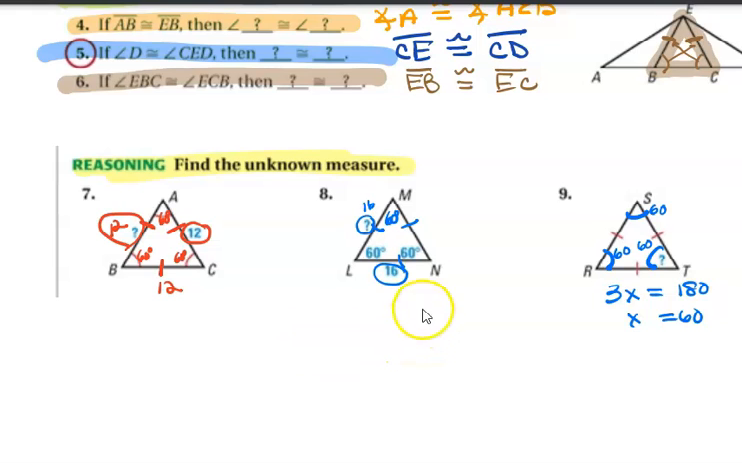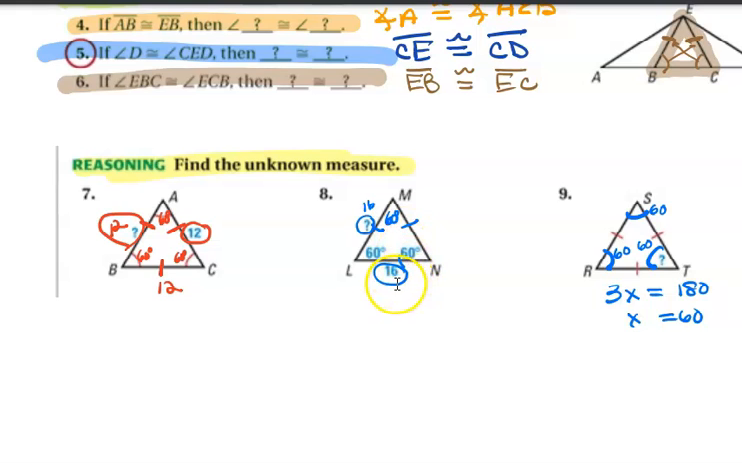Look at this one. They gave us 2 60-degree angles. That's 120 degrees. I know if I have 2 60-degree angles, the third one has to be 60 degrees also because I have 180 degrees in a triangle. So I now know the angles are all 60.